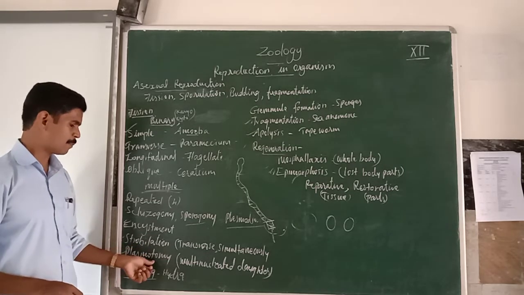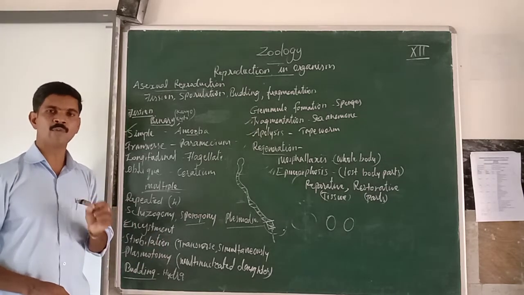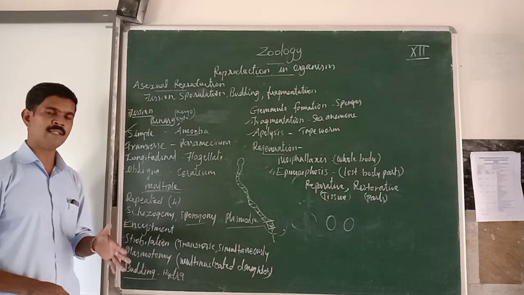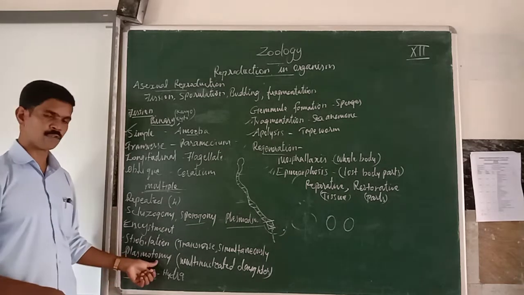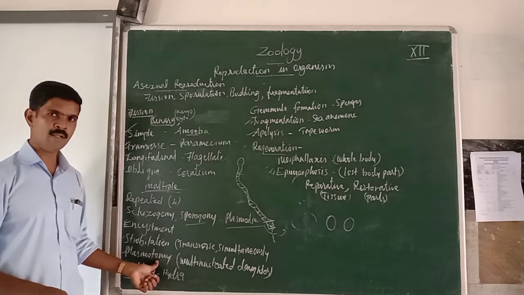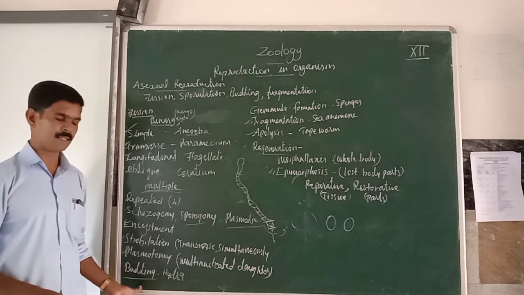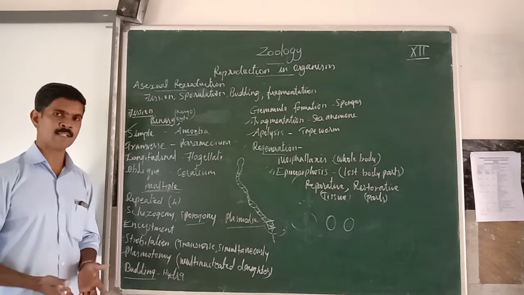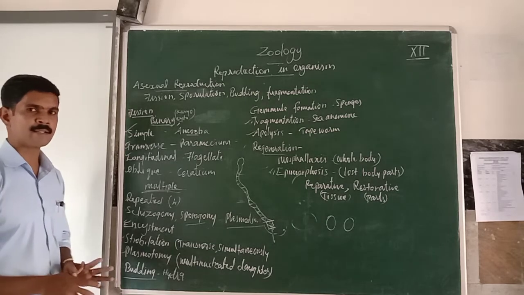The next one is called plasmotomy. Plasmotomy means when a multinucleated organism is divided into many multinucleated daughter organisms. The next one is called budding. For example, we can see this type of budding in Hydra. Budding is divided into 2 types: exogenous budding and endogenous budding. In Hydra we can see exogenous budding.